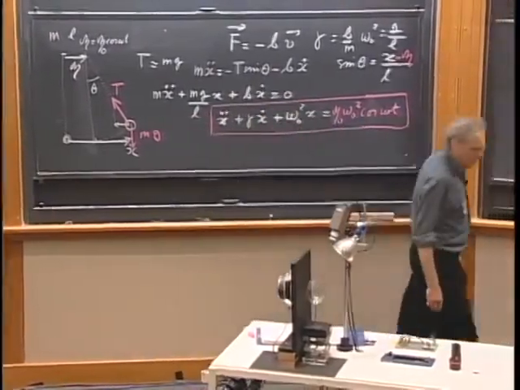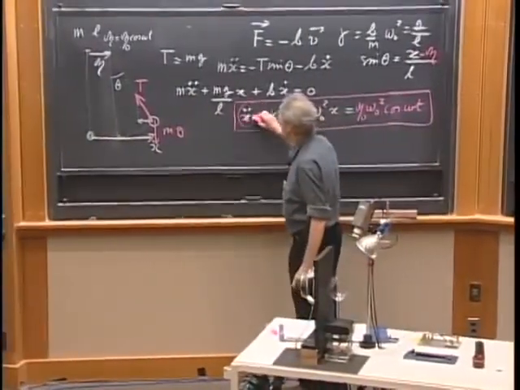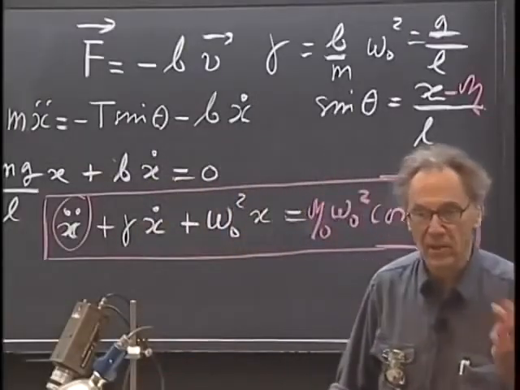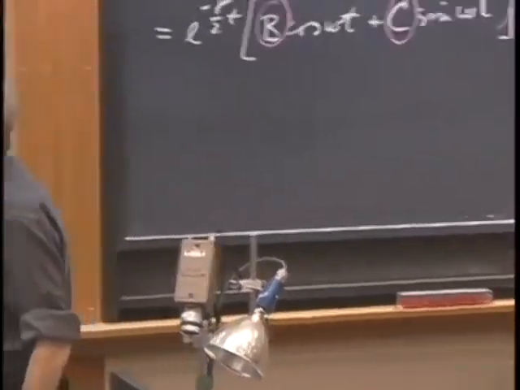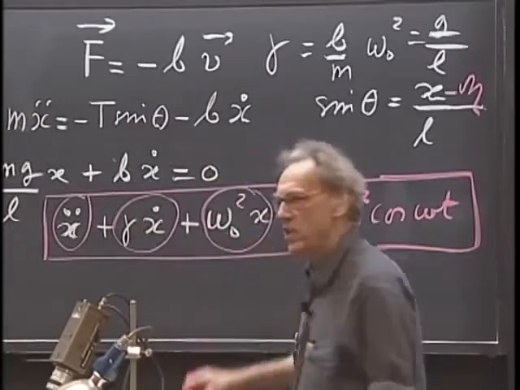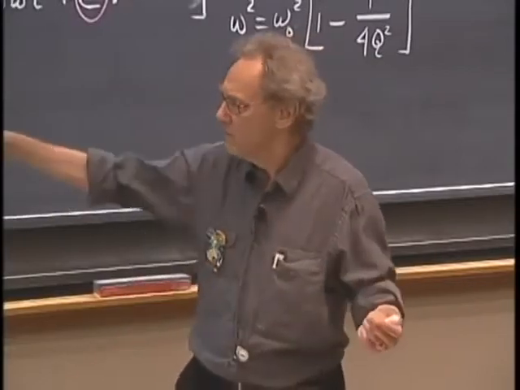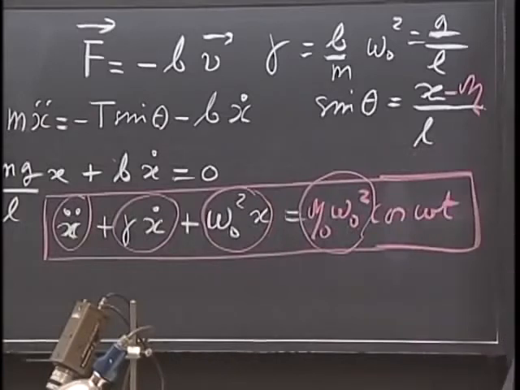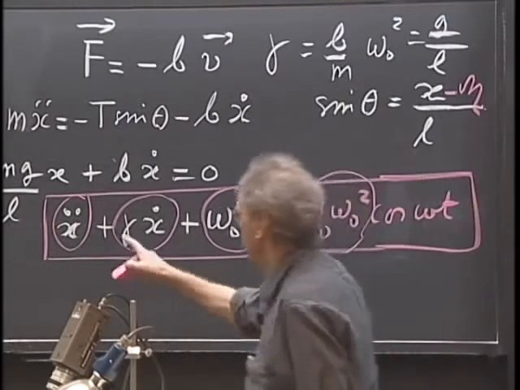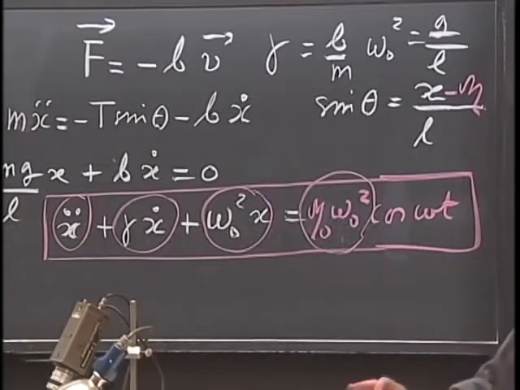Notice that x double dot is an acceleration. Notice that gamma times x dot is an acceleration. Gamma is 1 over second, and x dot is meters per second. This is an acceleration. Notice that this is an acceleration. It has the dimension omega squared, which is 1 over second squared, times meters. That is an acceleration. Notice that this is an acceleration. Eta 0 is meters, and omega squared is 1 divided by second squared. So these are apples, these are apples, these are apples, and these are apples. So the equation looks very kosher to me.